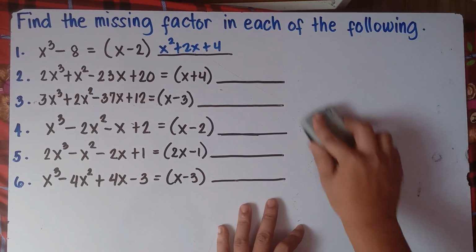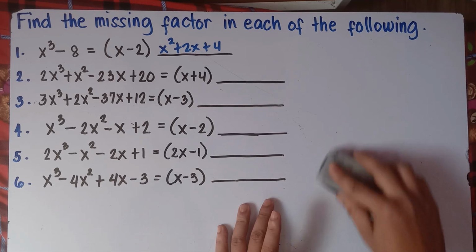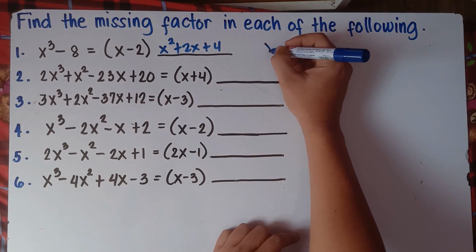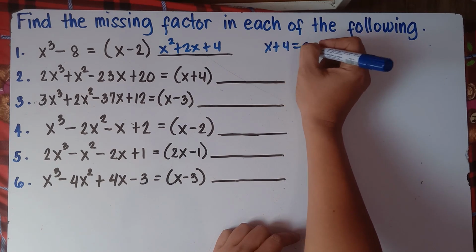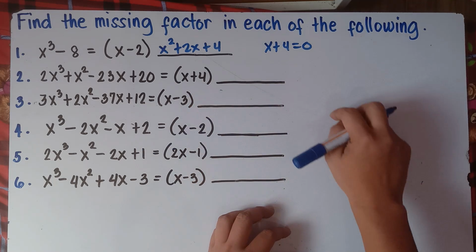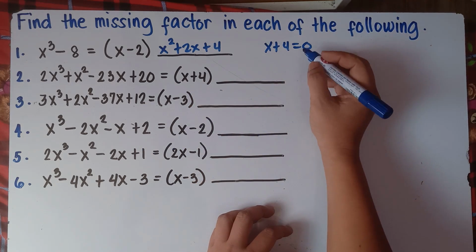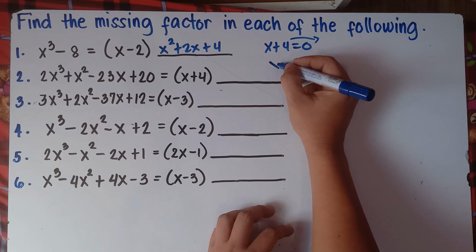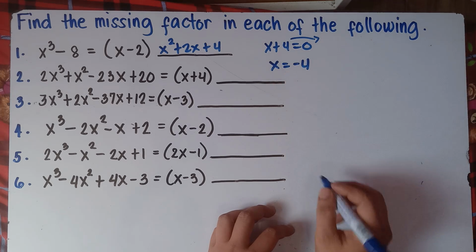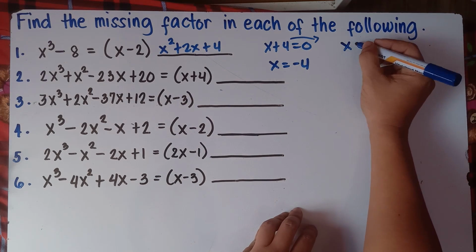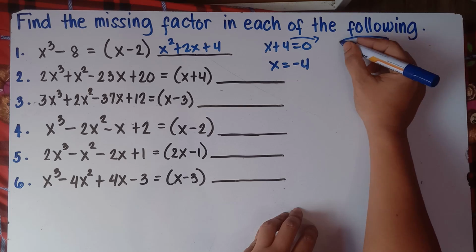Once again, first thing to do, class, is you get the value of x from this divisor. So we have x plus 4 equals 0. Just equate this one to 0. x plus 4 equals 0. And our x will be, transpose 4 from left to right. This is positive, it will be negative 4. Alright, so x equals negative 4. Let me just write it here. x equals negative 4.